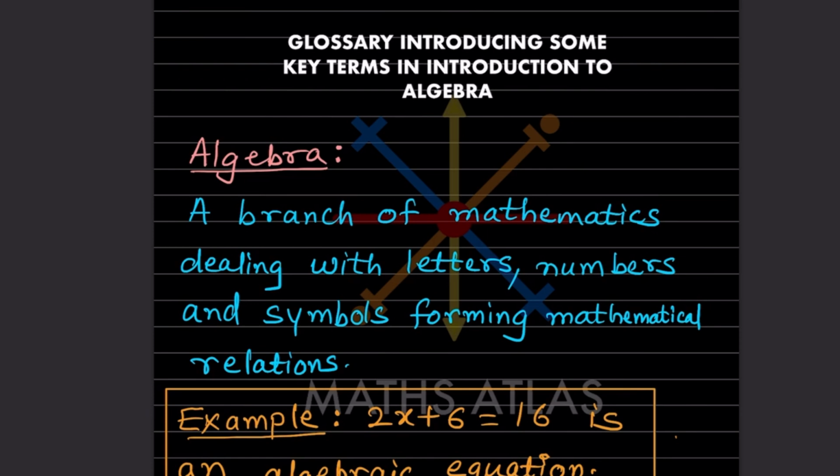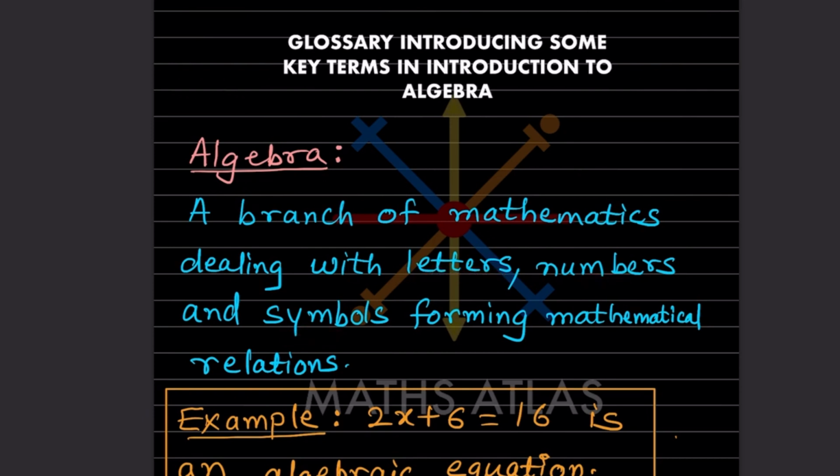For the glossary, you will not get a detailed explanation, but once you start with the exercise, things are going to be more clear. Now let us start with the first term. The first thing you should know is what algebra is. It is a branch of mathematics dealing with letters, numbers, and symbols that form mathematical relations. Now let us see what we mean by these letters, numbers, and symbols.